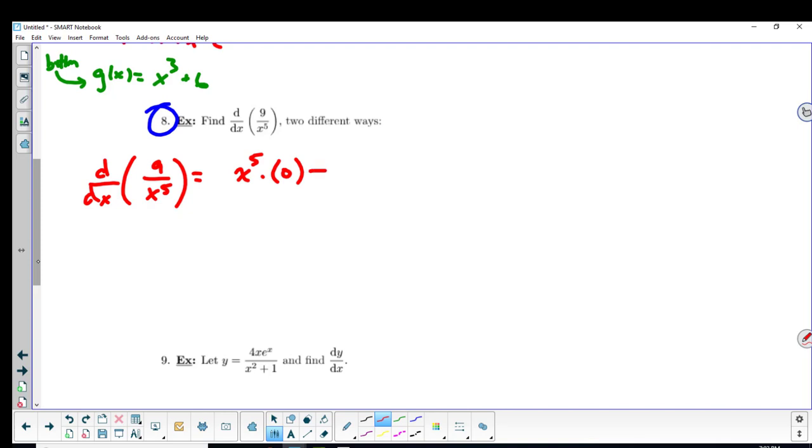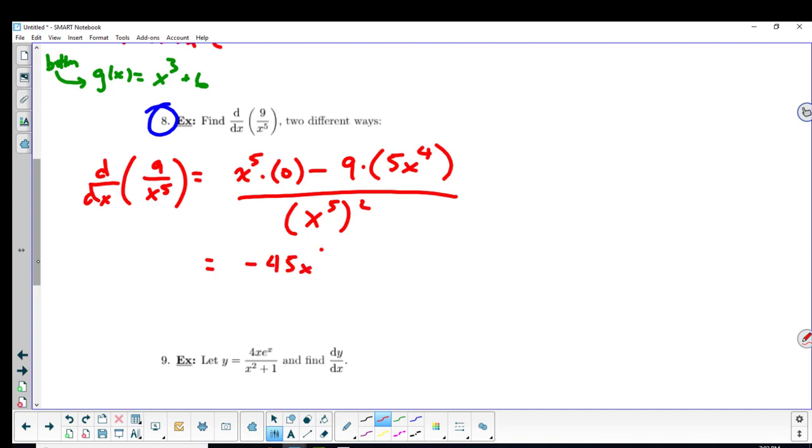Minus, don't forget that minus, it's often dropped. Minus the top times the derivative of the bottom, all over x to the 5th squared, right? You can say x, if you said x to the 10th, perfectly fine. So let's clean this up. I think this gives us minus 45 x to the 4th over x to the 10th, correct? But then I could simplify that one step further by writing that as minus 45 over x to the 6th power, right?